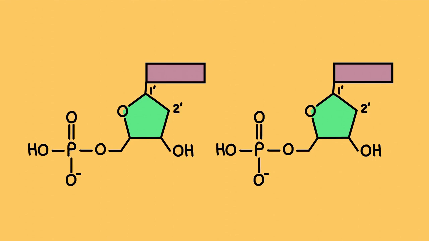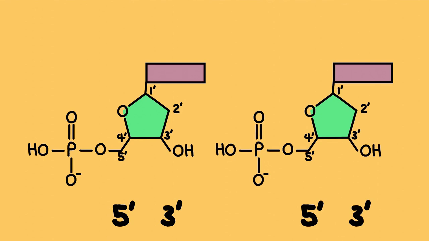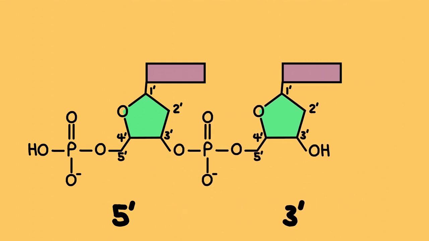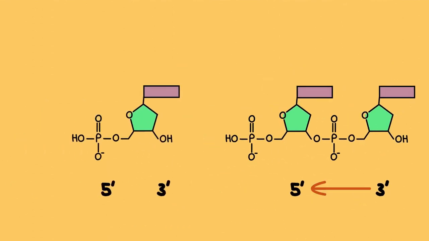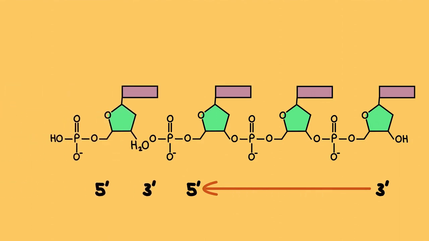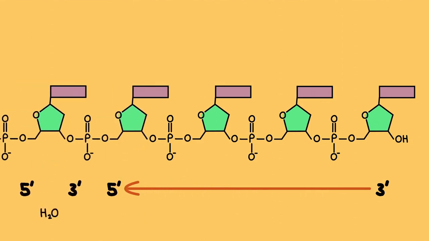When the nucleotides link together, the phosphate group attached to the 5' carbon on the sugar of one nucleotide is joined to the 3' carbon on the sugar of an adjacent nucleotide, forming the sugar phosphate backbone of the polynucleotide strand and giving each strand a 5' end and a 3' end.